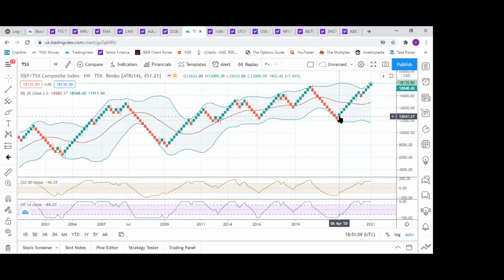So if I've entered at 13,100 on the first week of April, today I'm at 17,000 or 18,000, wherever I am, 18,000. And I'm still not exited out. So that is the power of Renko, clubbing that with Bollinger Bands.